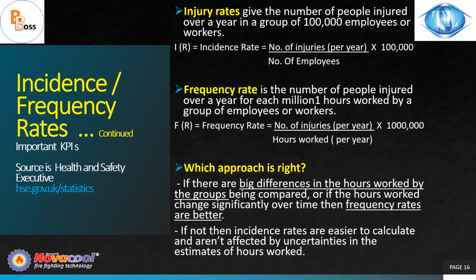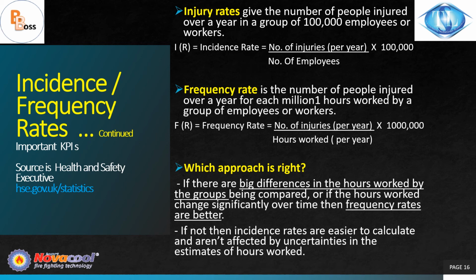Okay, and likewise, when we consider calculating frequency rate, we will divide the number of injuries in a certain year with the number of hours worked by that company in the whole year. We are now using the number of hours, and we will multiply that by 1 million. Which one is right? Both of them are proper approaches.